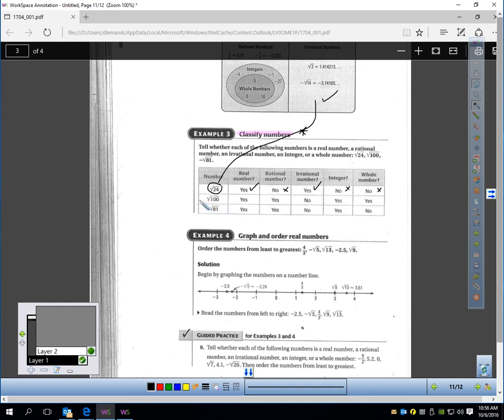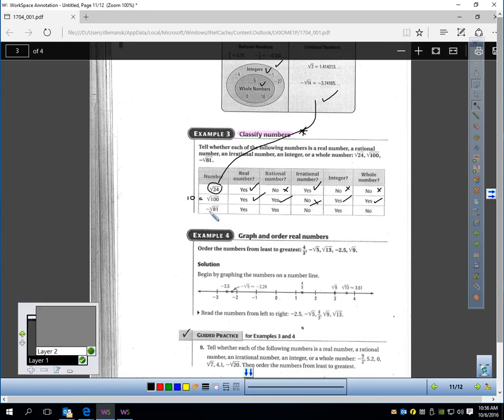Okay, let's think about the square root of 100 now. The square root of 100, well, 100's a perfect square. That equals 10. Now think about it. 10's whole, 10's an integer, 10's rational, 10's real. So yes, it's whole. Yes, it's an integer. Yes, it's rational. Yes, it's real. No, it's not irrational.